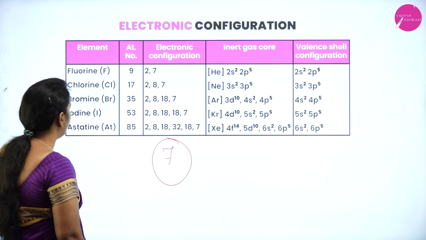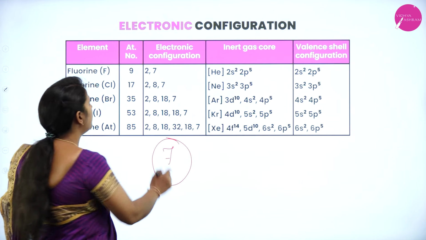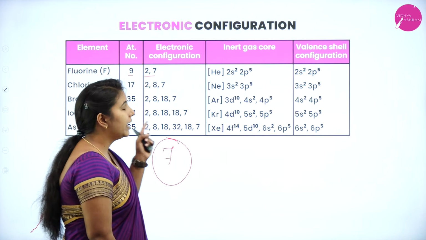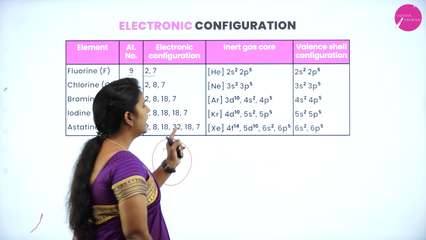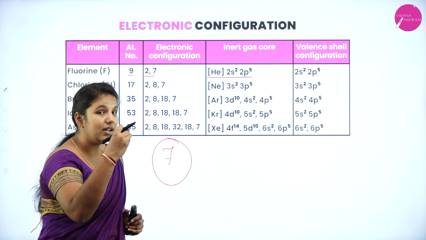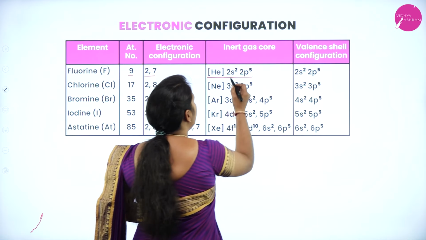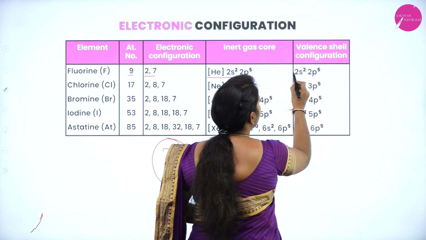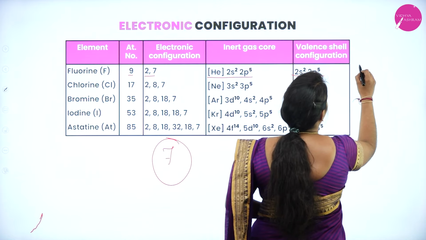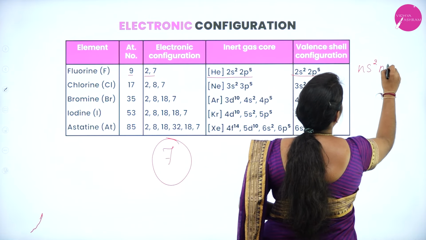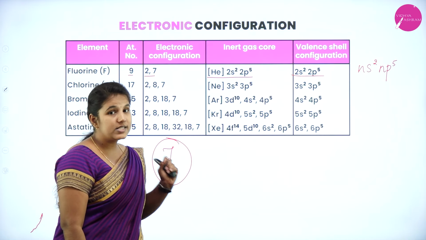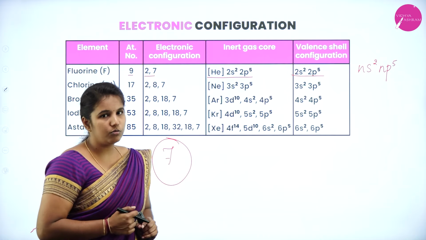First, I'll go with fluorine. We know that fluorine has atomic number 9 and its electronic configuration is 2, 7, and its inert gas core configuration is helium 2s2 2p5. If you consider only the valence shell electronic configuration, it is ns2 np5. You can see 2s2 2p5 and in general you can write ns2 np5, and you can count that there are 7 electrons in its outermost shell.